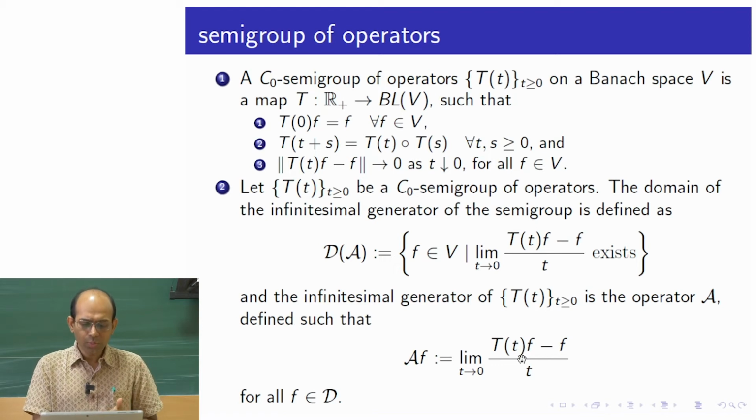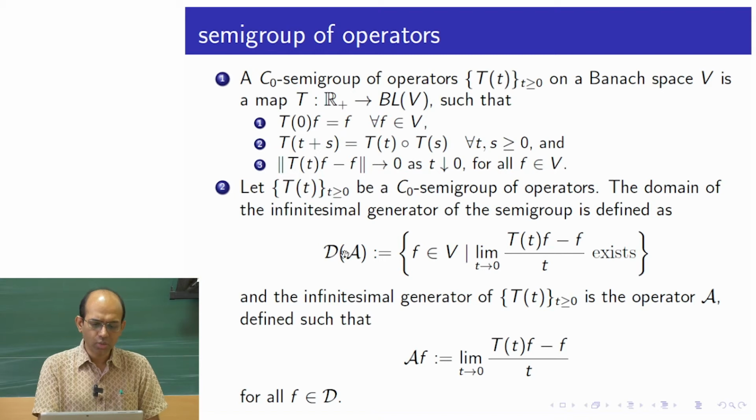Now one can ask, why should this be well defined for f in D(A)? Because that is the way we have defined the domain of A. We have defined the domain so that this limit exists. So we have no problem. When this limit exists, those f's are here, and for whatever f's are here, when we compute this limit, what we get we call Af.